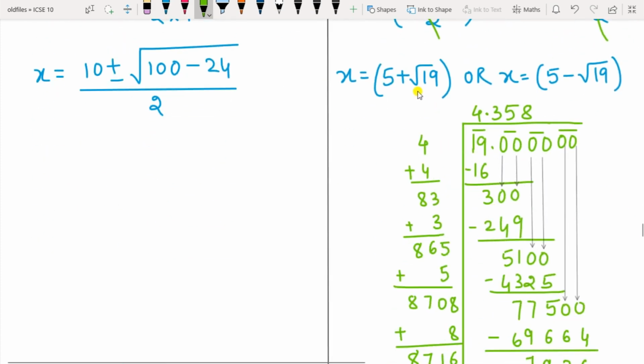Now they are asking to find the values correct to 2 decimal places. That means you have to find the under root of 19 here. So under root of 19 and correct to 2 means up to 3 places you have to find, and you have to correct it to 2 decimal places. That's why you have to take 3 decimal places.